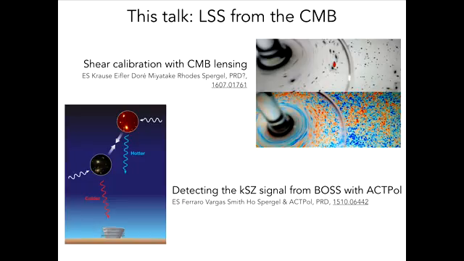Moving on to what this talk is about, I will first tell you about shear calibration with CMB lensing, and then talk about using the kinematic Sunyaev-Zeldovich effect to learn about the physics inside galaxy clusters. And so these are, I think, two promising approaches to use the cosmic microwave background in order to learn about the large-scale structure.